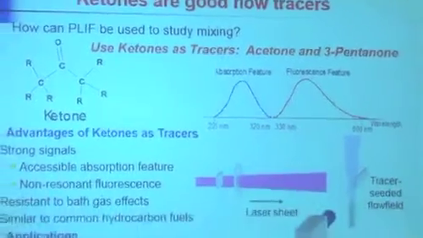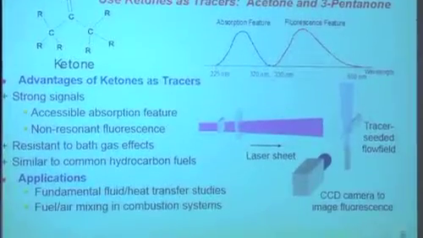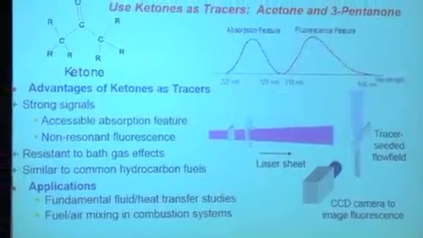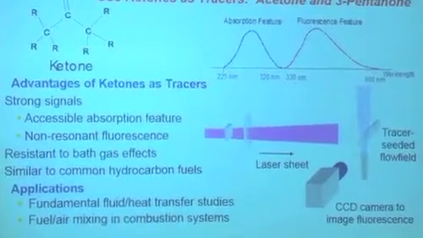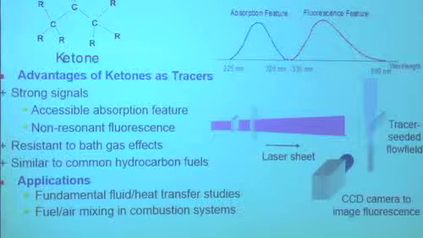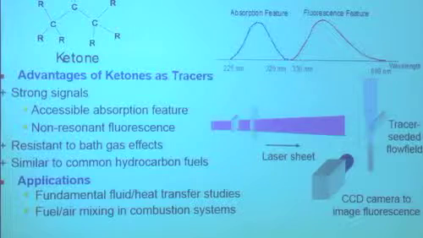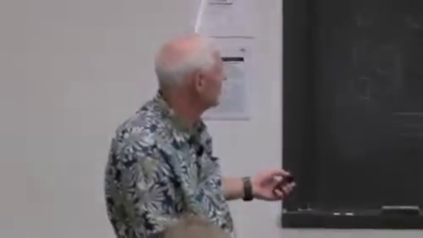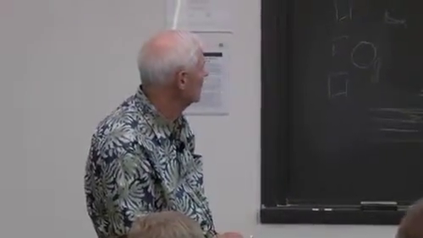Now the advantage that I'm going to show you is that we can arrange for Q to be a constant. Then that means that the signal is going to be proportional to the number density of the absorbers. And it's going to be simple to interpret, with the exception of the fact that you have to worry about oxygen quenching sometimes. So it's going to give us strong signals.